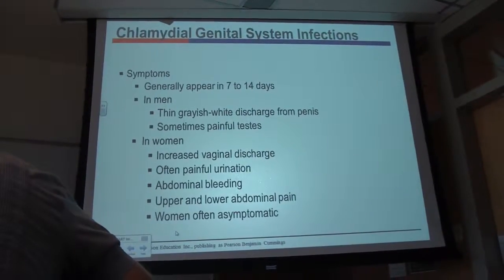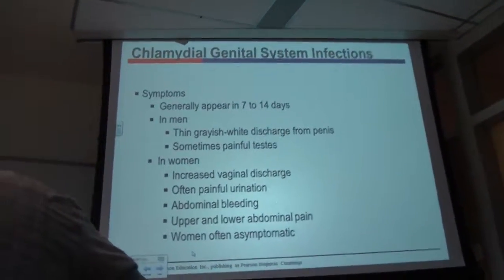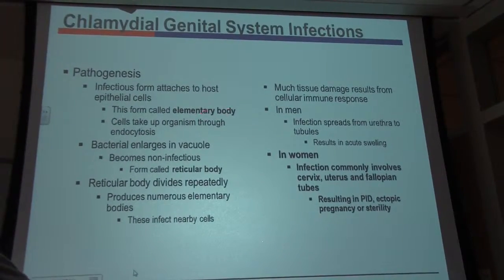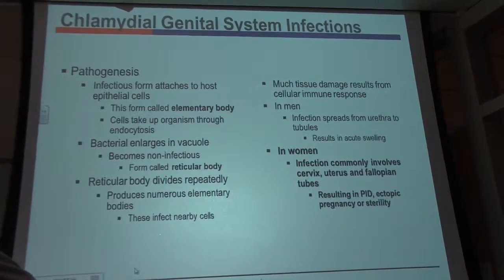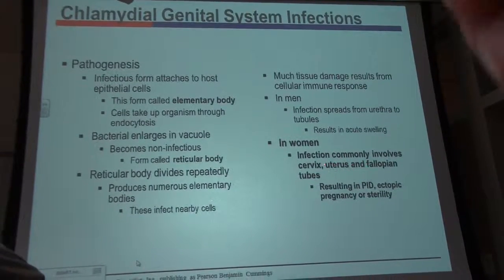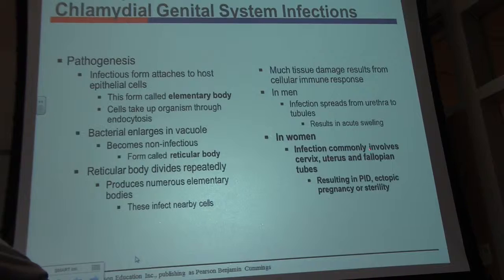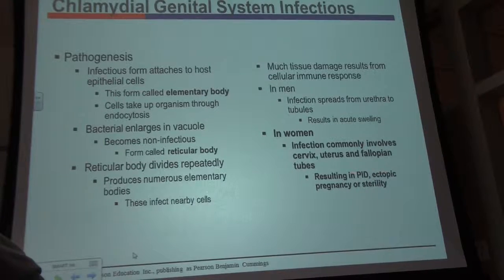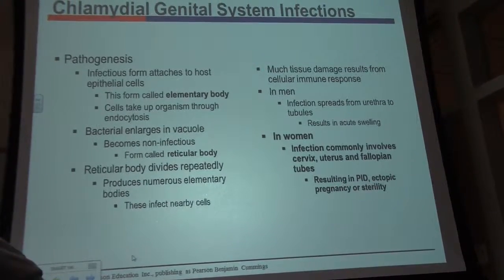Associated with that ascending infection is a syndrome called pelvic inflammatory disease. It can be caused by chlamydia, it can be caused by gonorrhea, or a combination of those organisms as it moves up the reproductive tract. Talked about the two different forms, the elementary body, the extracellular form, and then the form inside the cell. In untreated women, again, ascending infections from the cervix to the fallopian tubes and uterus, resulting in sterility, pelvic inflammatory disease.